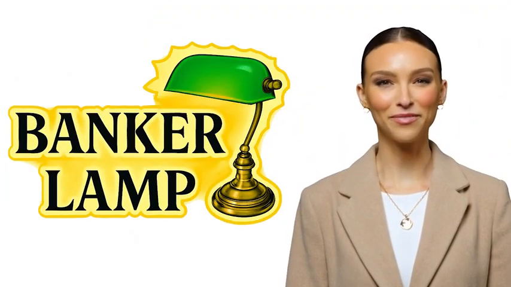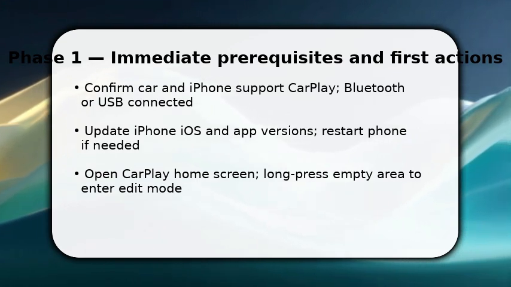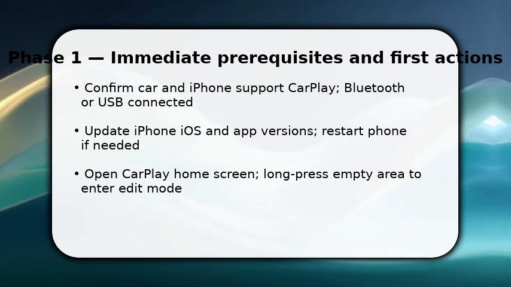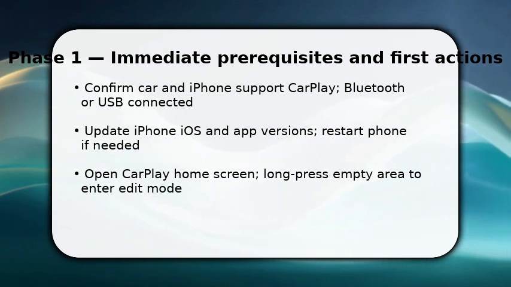Please enjoy the video. You start here: connect your iPhone to the car via USB or Bluetooth, then unlock the phone and open CarPlay. Once connected, make sure iOS and the app versions are updated so widgets show.